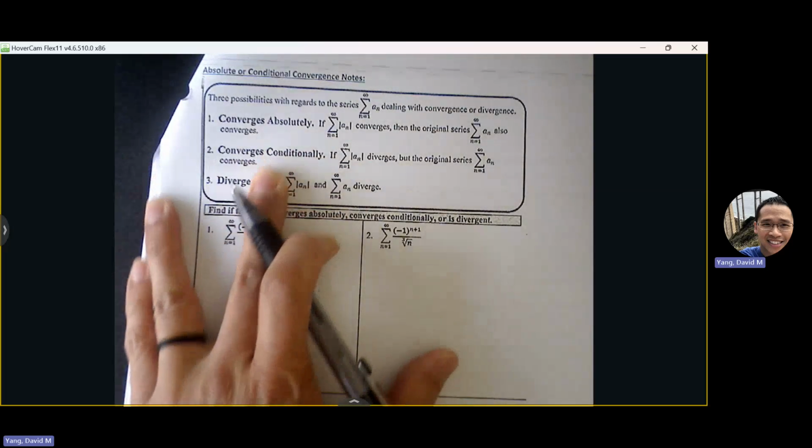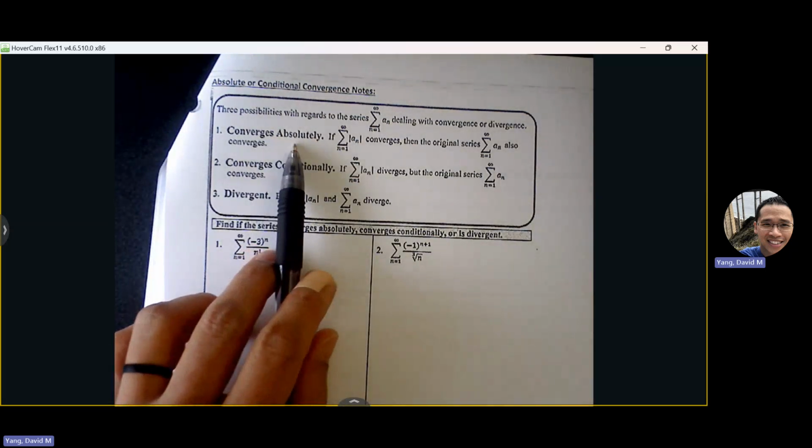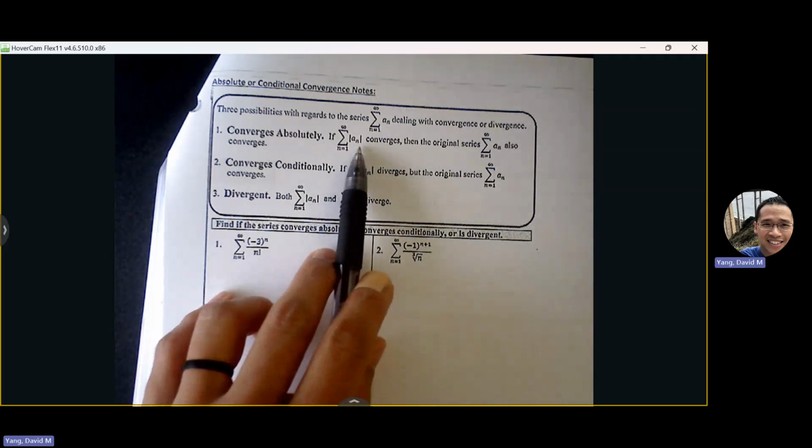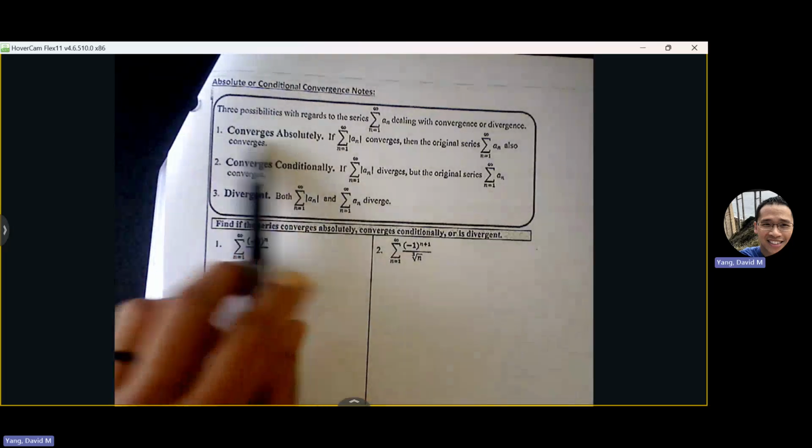So let me go through the notes here. This is absolute versus conditional convergence. So we have three possibilities regarding a series dealing with convergence or divergence. If we have a series that converges absolutely, that means the series does not need the help of an alternator to make it converge. If there's an alternator, but I can strip away the alternator and still show that the series converges, then we call that absolute convergence.